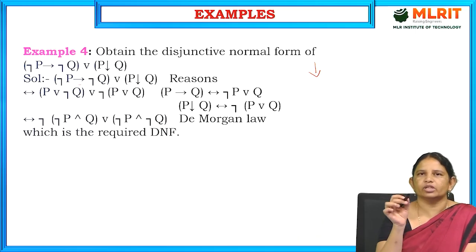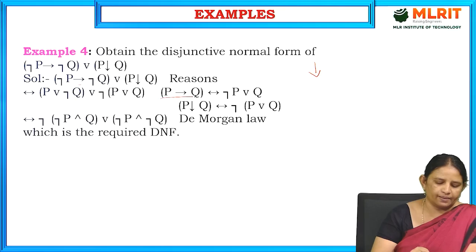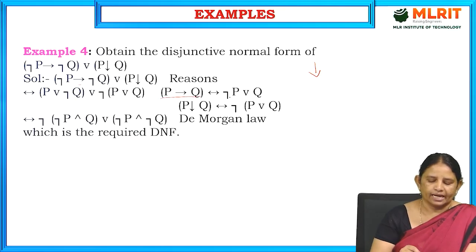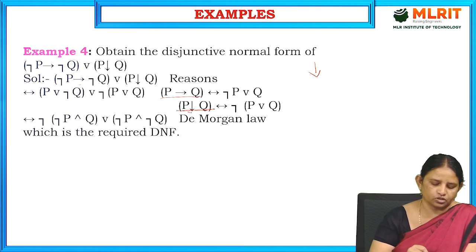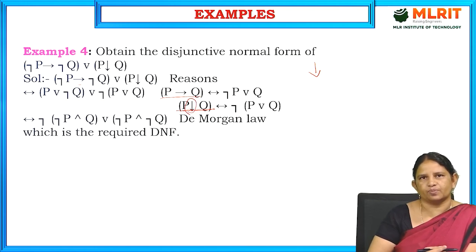First, we need to give importance to the conditional statement. What is the conditional statement? P implies Q. P implies Q is nothing but negation P or Q. That is the formula. Whereas P NOR Q, the down arrow symbol, is also one of the rarely used connectives in discrete mathematics. So P NOR Q is equivalent to the negation of P or Q, that is, not or.